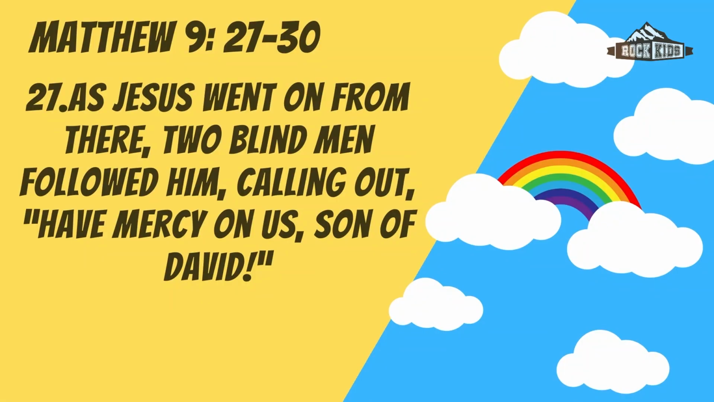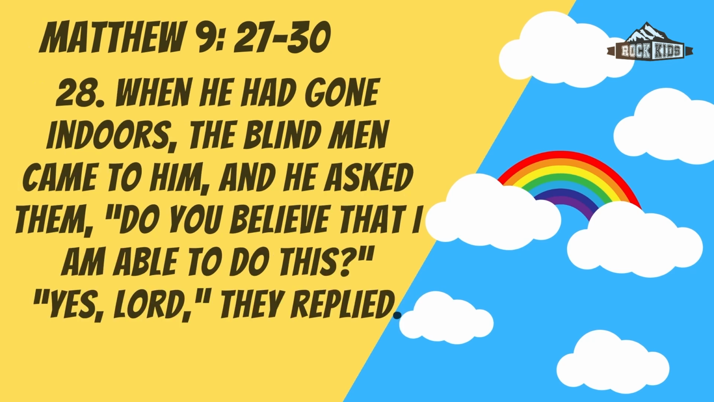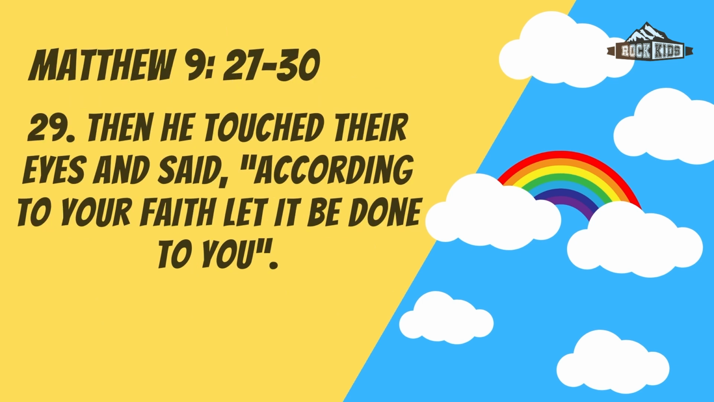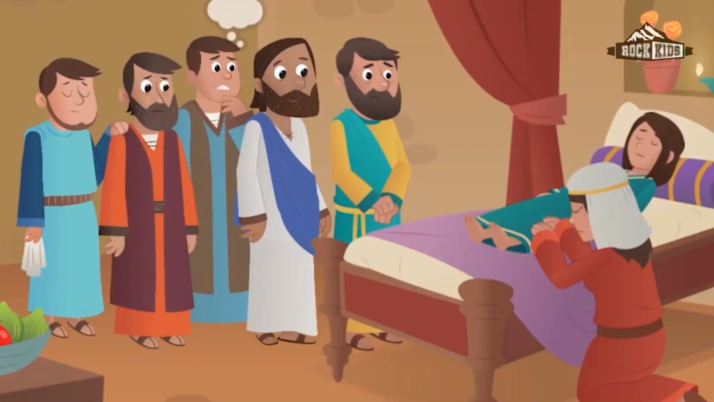Let's read Matthew chapter 9 verses 27 to 30. And it says, as Jesus went on from there, two blind men followed him, calling out, "Have mercy on us, son of David." When he had gone indoors, the blind men came to him and he asked them, "Do you believe that I am able to do this?" "Yes, Lord," they replied. Then he touched their eyes and said, "According to your faith, let it be done to you."